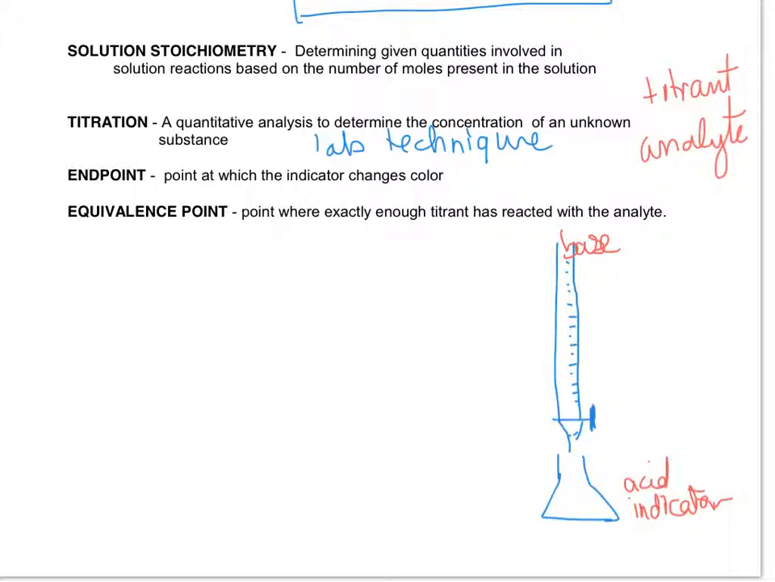So again, you add the analyte to the titrant up to a certain amount when your color changes, and you will know how much of your titrant you added, how much of your analyte you added. You know the concentration of one of them, and so you can use stoichiometry to calculate the concentration of the other one. So let's try an example.